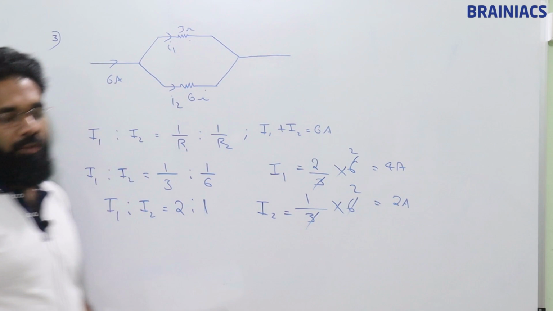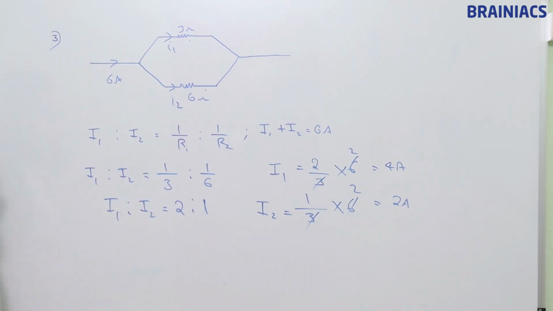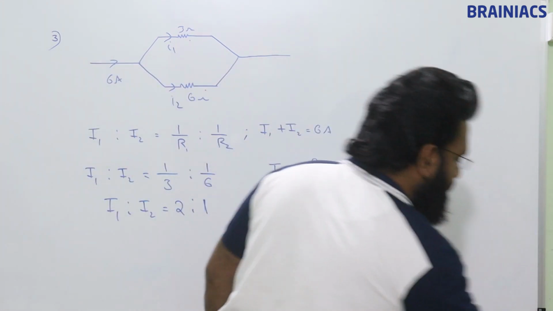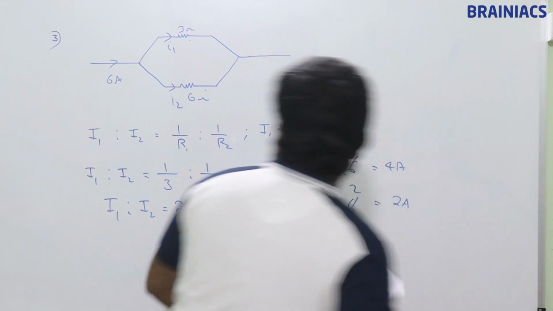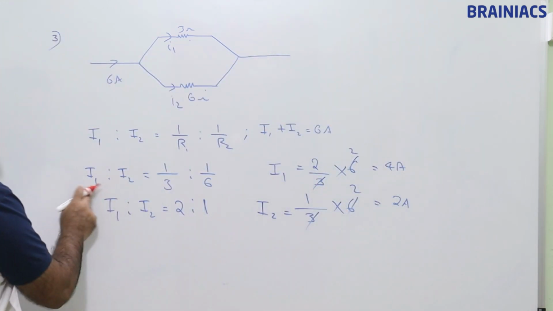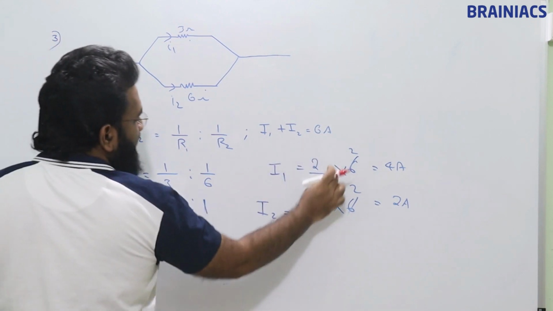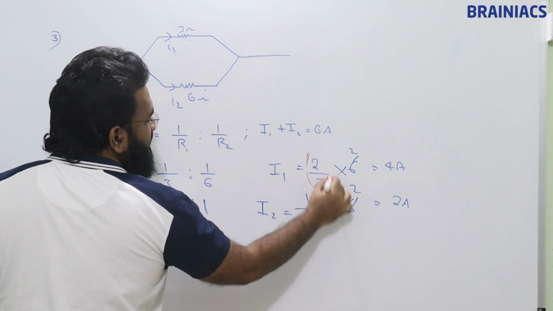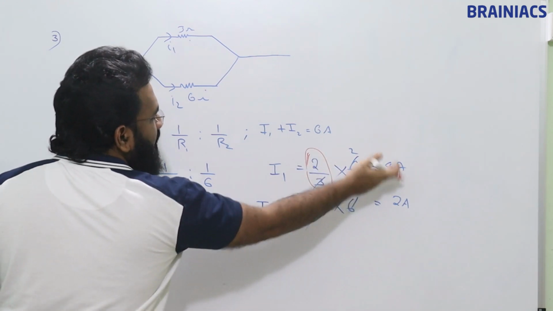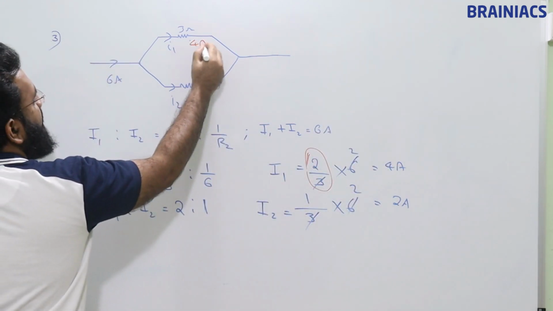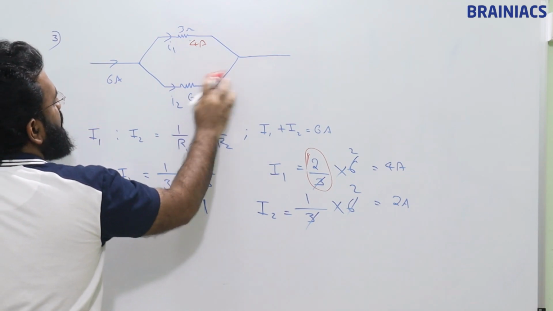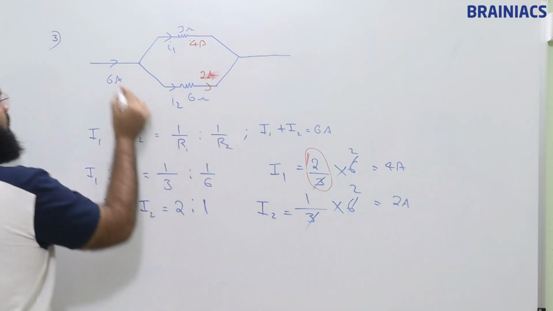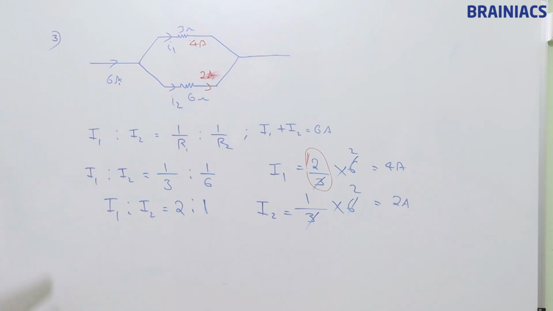Clear? Hope you understood. If we have the ratio, take the sum of it. How much is one part? That divided by the sum is the part of I1. Into the total, we will get its complete part. This is going to be 4 ampere, and this is going to be 2 ampere. So totally 6 ampere. Right. So this is how we can find through the ratio.